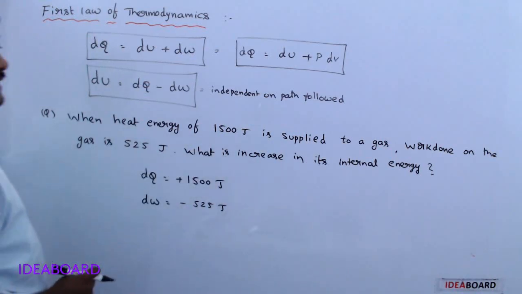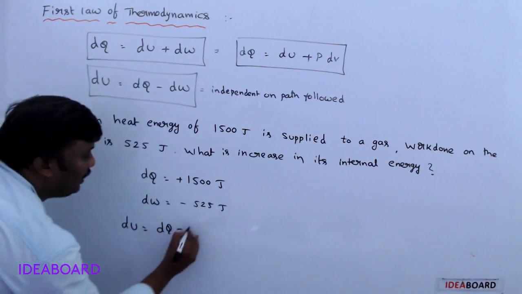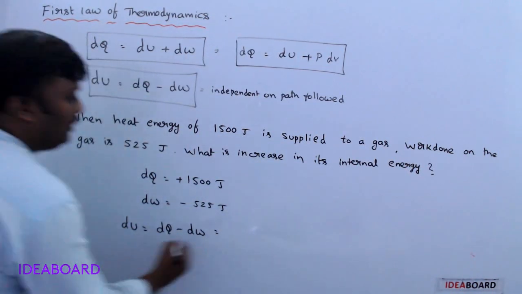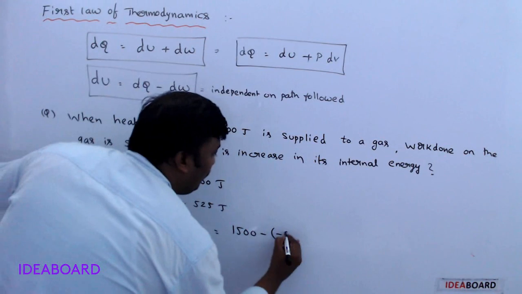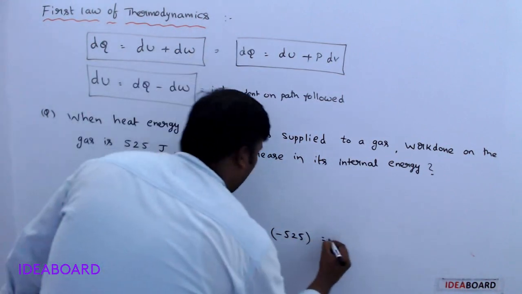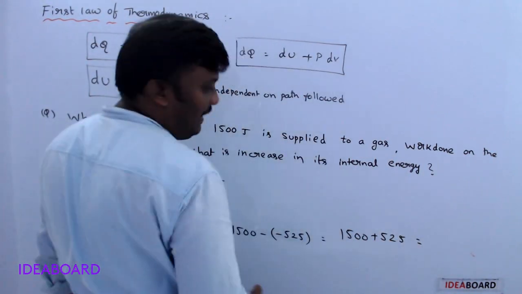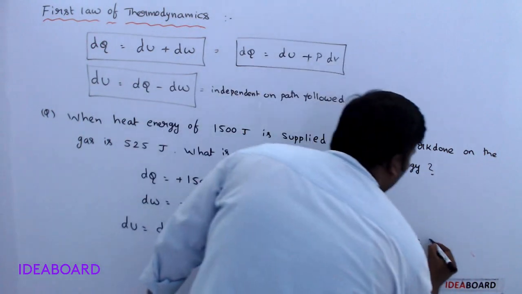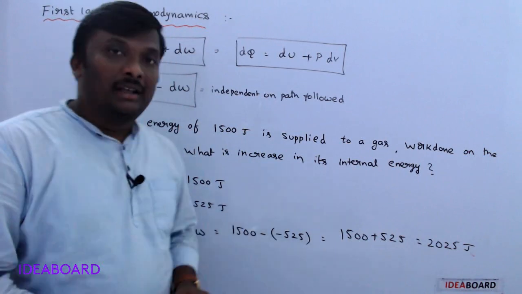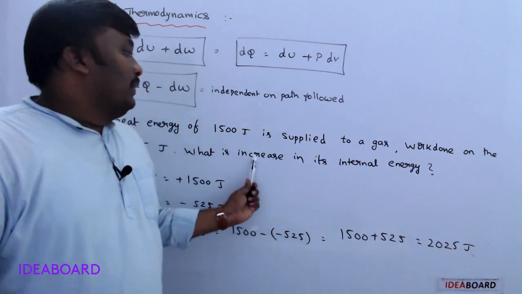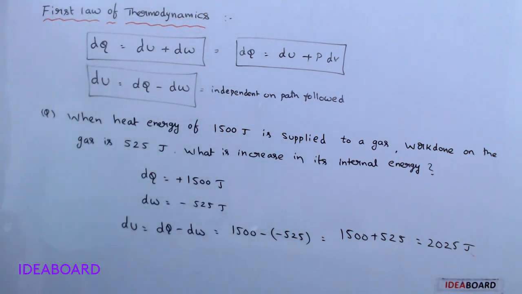So what is he asking? Internal energy. What is the formula for internal energy? du is equal to dq minus dw. Now dq is 1500 minus dw, minus 525, nothing but 1500 plus 525. So this value is nearly equal to 2025 joules. Okay, this is plus. Plus indicates an increase in its internal energy. Is it clear? Note it down.